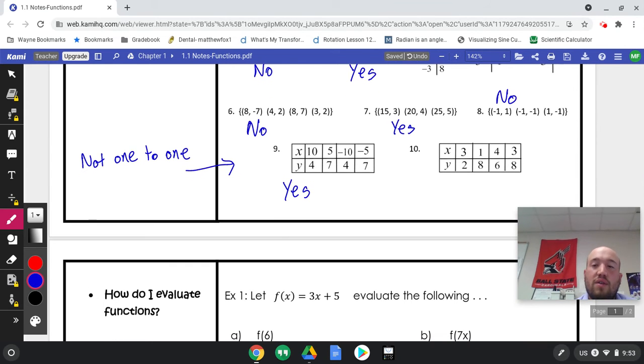And finally, 3, 1, 4, 3. There's a repeat, so no.